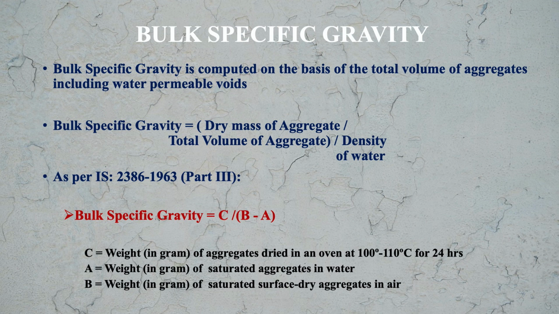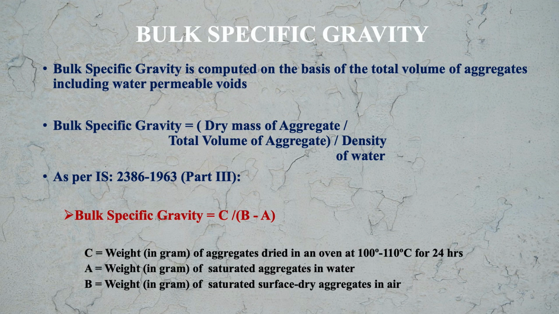Now, as per the BIS code IS 2386 1963 part 3, you can calculate the bulk specific gravity as C divided by B minus A. Here C is weight in grams of aggregates dried in an oven at 100 to 110 degrees centigrade for 24 hours. A is the weight in grams of saturated aggregate in water, and B is the weight in grams of saturated surface dry aggregates in air.